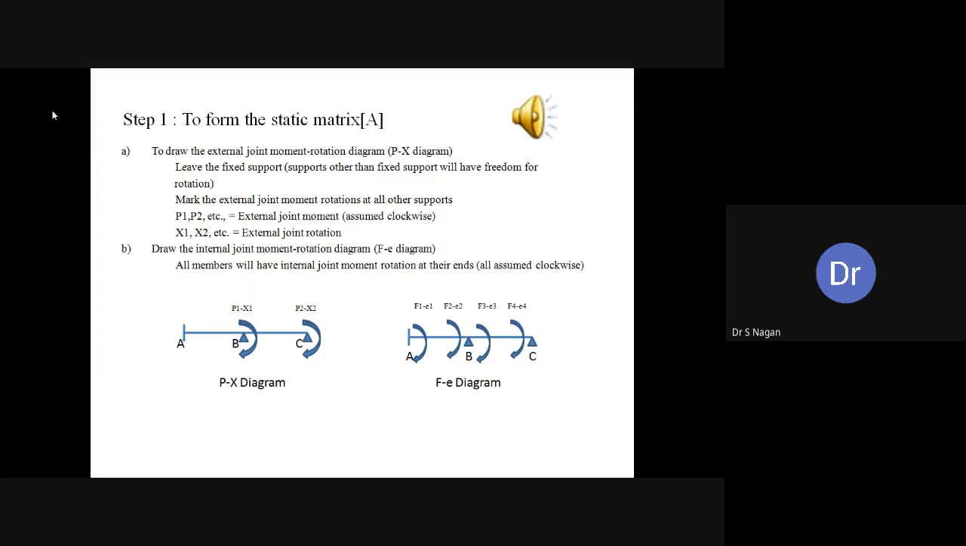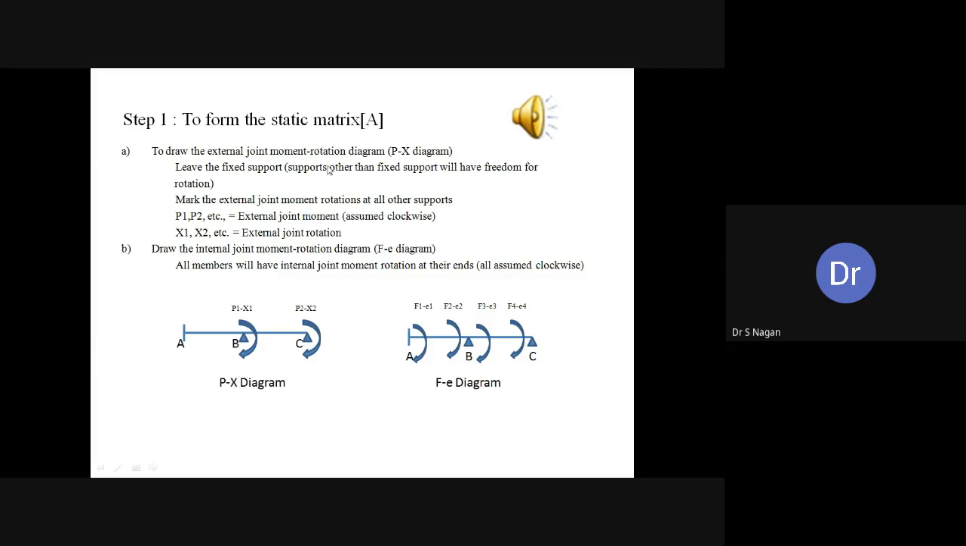The first step is to form the static matrix, which we call matrix A. In the first subdivision, we draw the external joint moment rotation diagram, which we call the capital P hyphen capital X diagram. Capital P is external joint moment and capital X is external joint rotation. That diagram is called the PX diagram. Let us see how to draw the PX diagram, because that will be the basis for the formation of the static matrix.